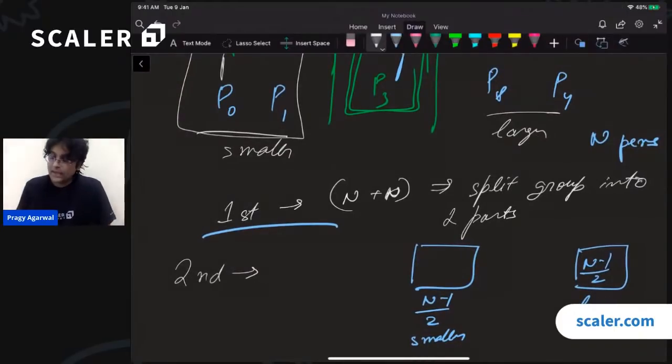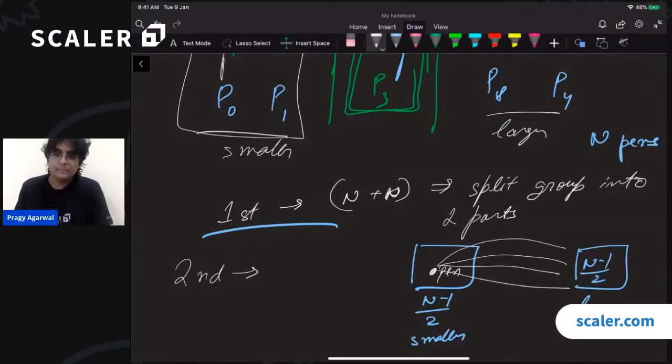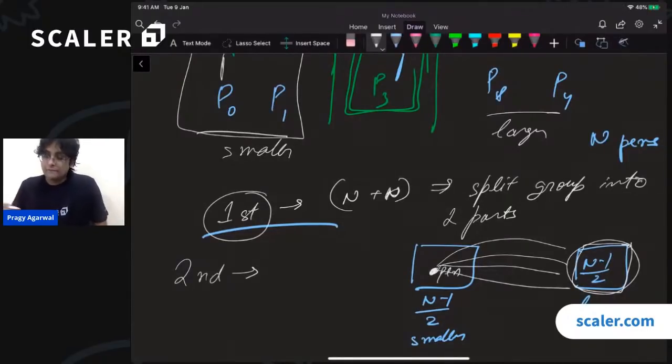Now, in the second step, if there is a pen over here, does it make sense to compare this pen with any of the caps that were larger? No, it does not, because we already know that this pen was smaller than the first pen, and all these caps are larger than the first pen. Earlier, we had to compare it with all n different caps. Now we only have to compare it with n by 2 different caps.